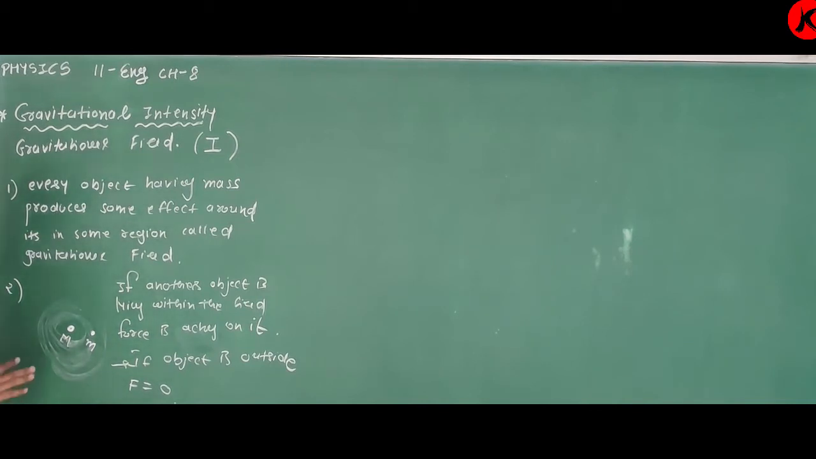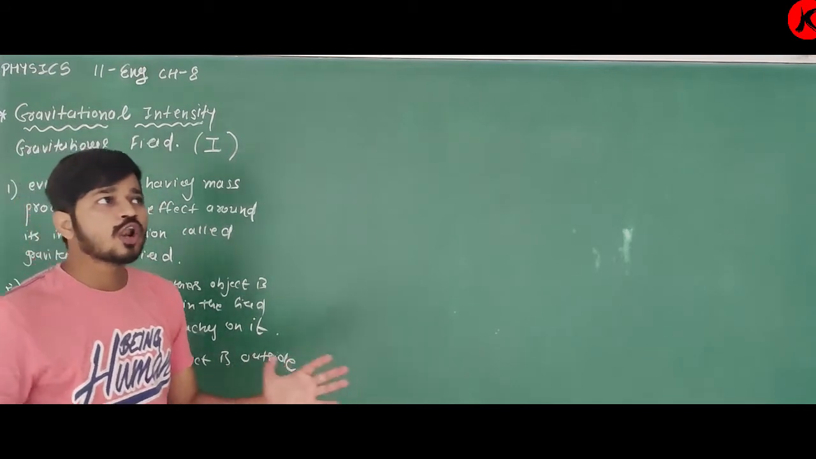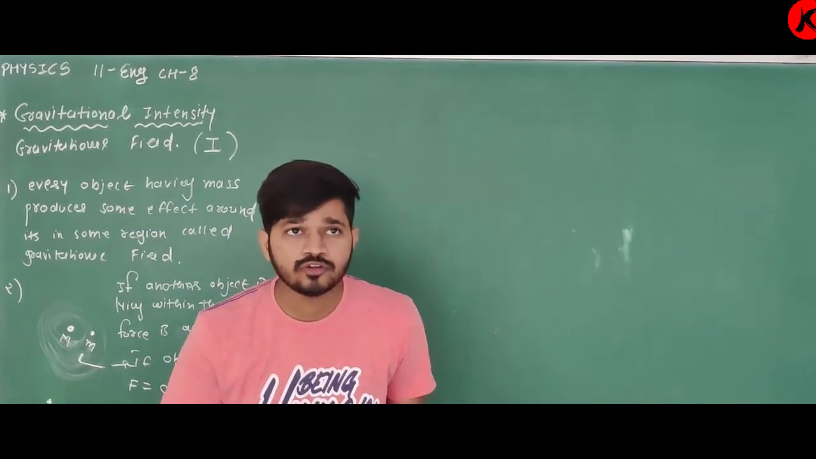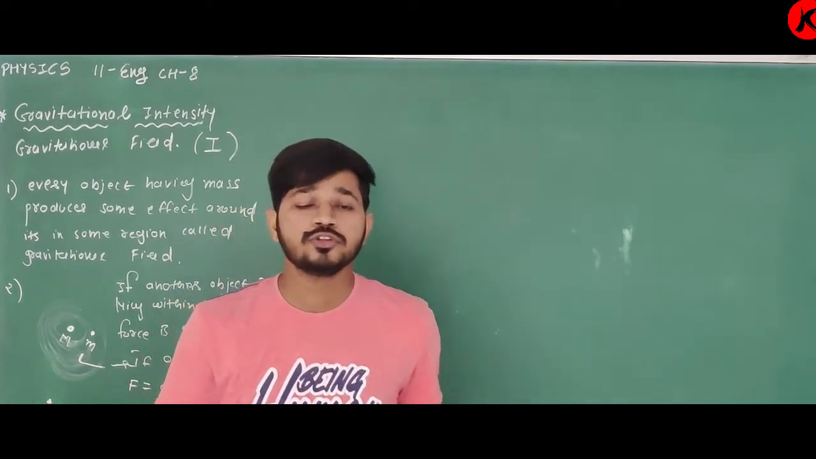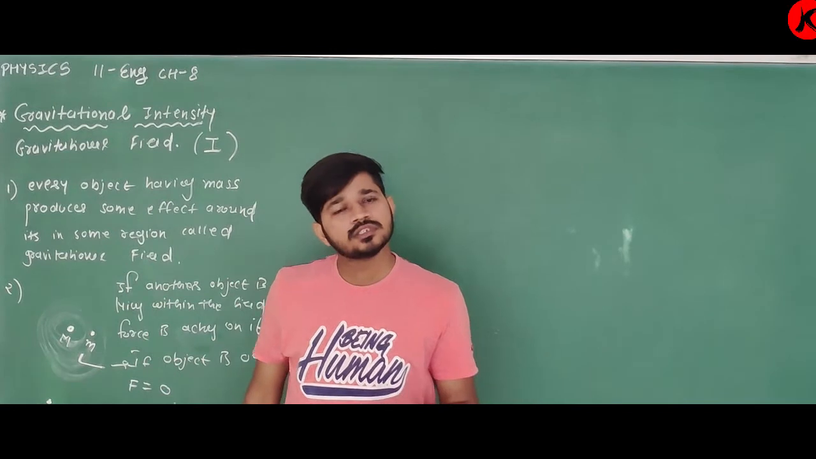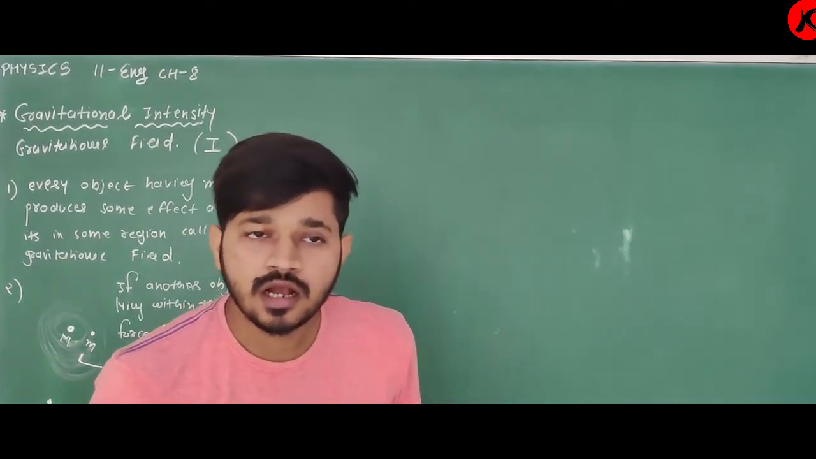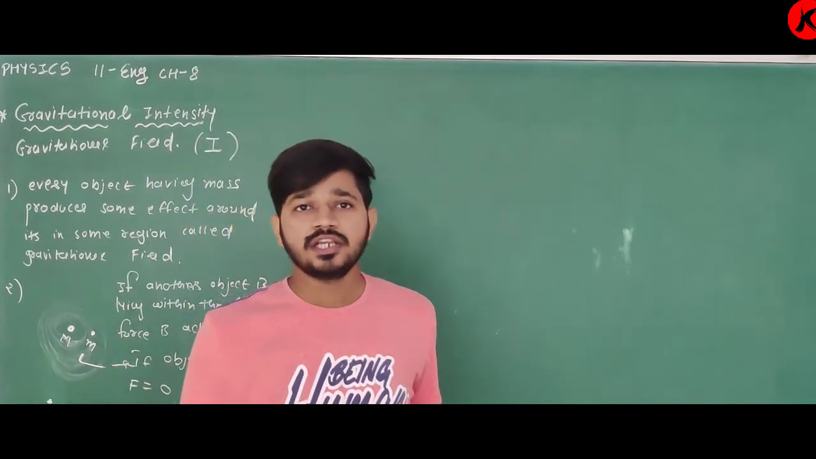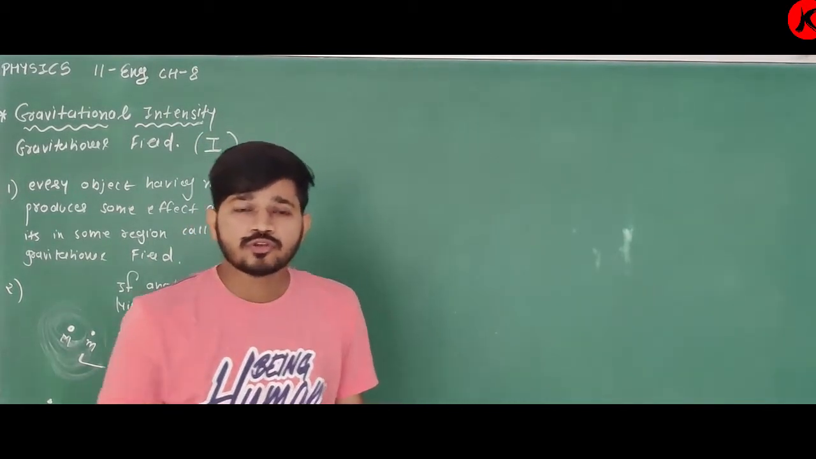Clear about this? See, again, every object having some mass produces some effect around it in some region called gravitational field. And if another object is lying in this region, then force is acting on it. If object is lying outside region, then force is not acting on it. Simple. We all are in gravitational field of Earth. So if you try to escape, gravitational field will attract you towards center of Earth. Jump, you will feel that. Clear? But if object is outside gravitational field of Earth, it is not attracted towards Earth.